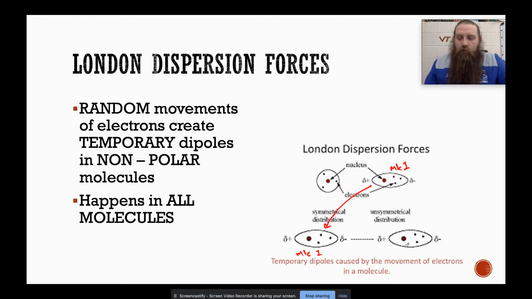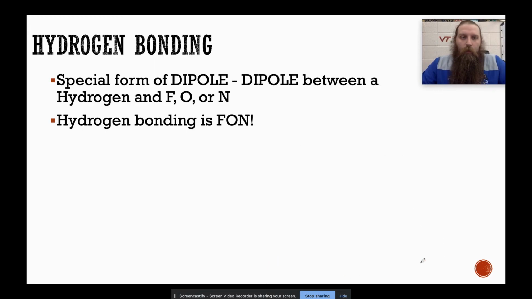Then the molecules around it experience this negative charge. So this is molecule 2, and this negative charge forces the electrons away. It results in a delta positive, right, on the left, and so I get a force of attraction. This happens in all molecules. It's one of the reasons that molecules move all the time. Okay, they're constantly experiencing London dispersion forces.